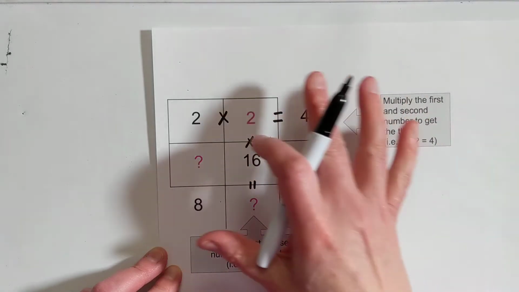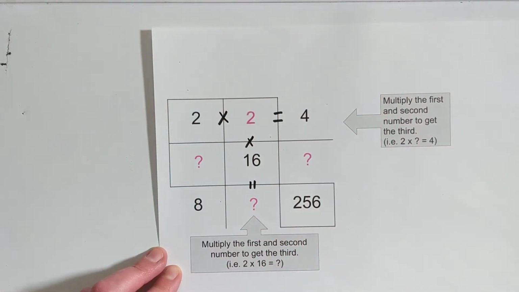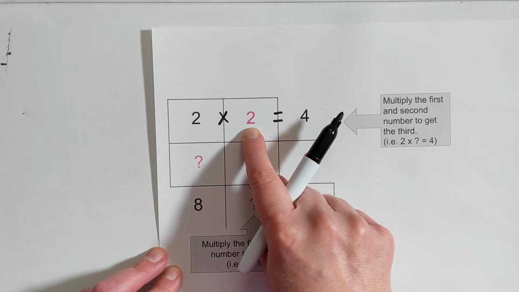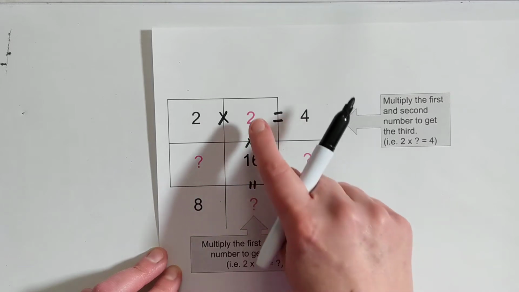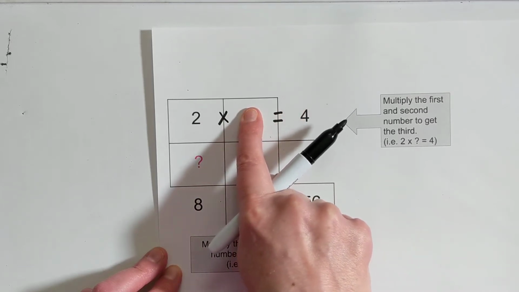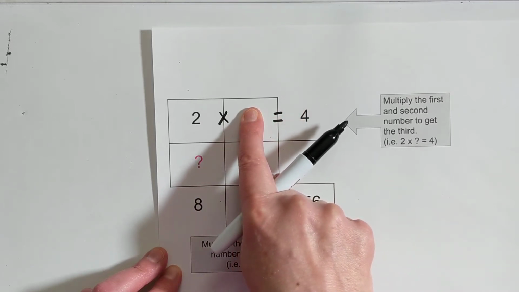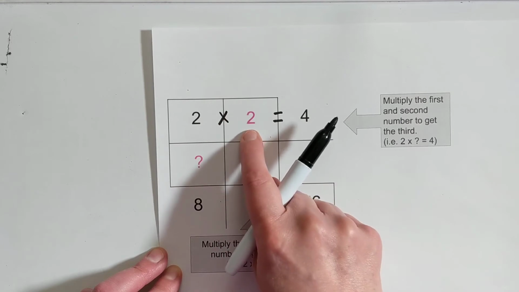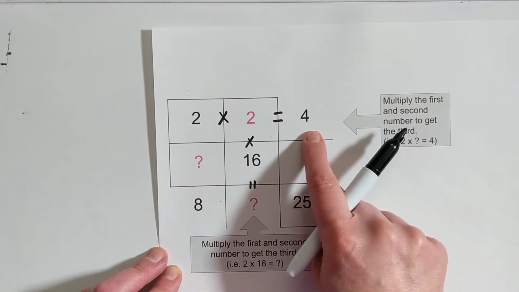Okay, so if I was going to solve this one, in pink, that means that was one that was entered in. So I entered that in for you, just to show you what you're supposed to do first. Originally it was 2 times question mark, 2 times something equals 4. Well, that one's pretty easy. So 2 times 2 is equal to 4.